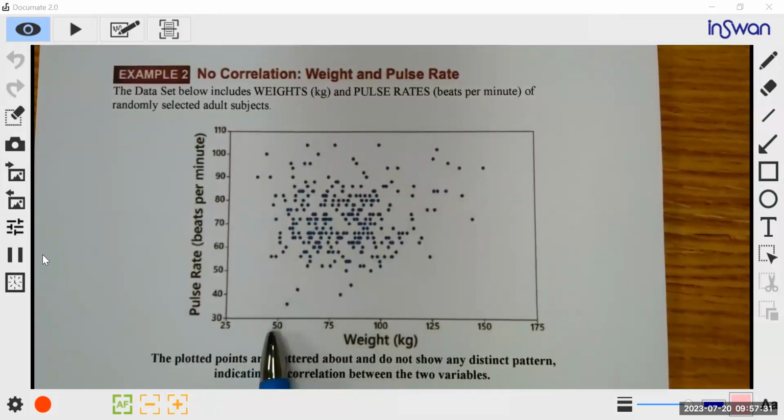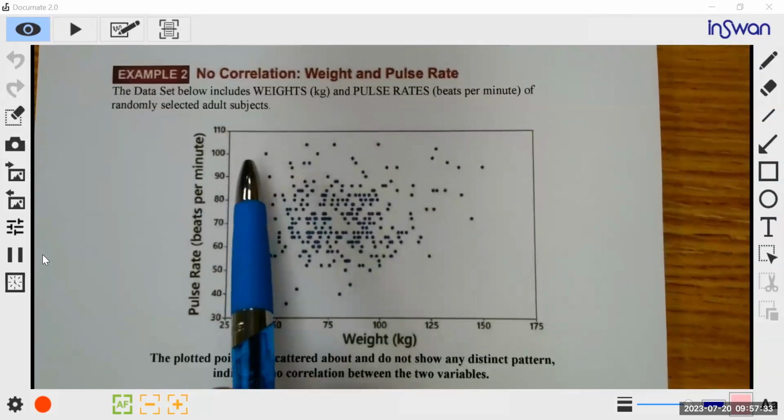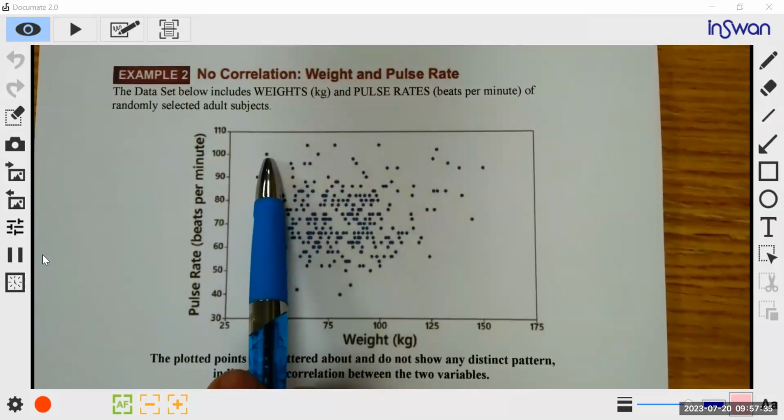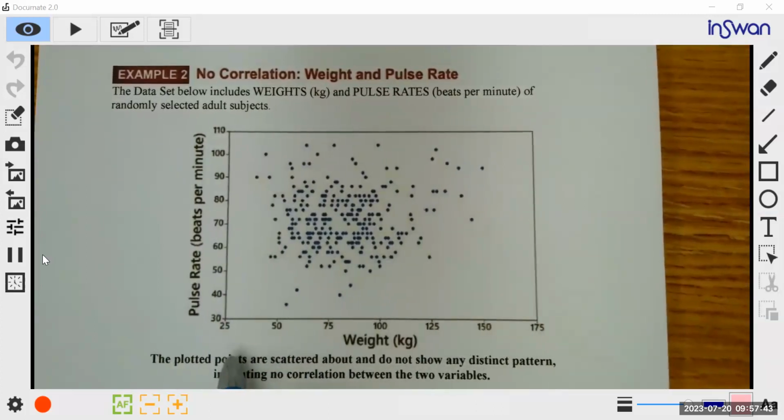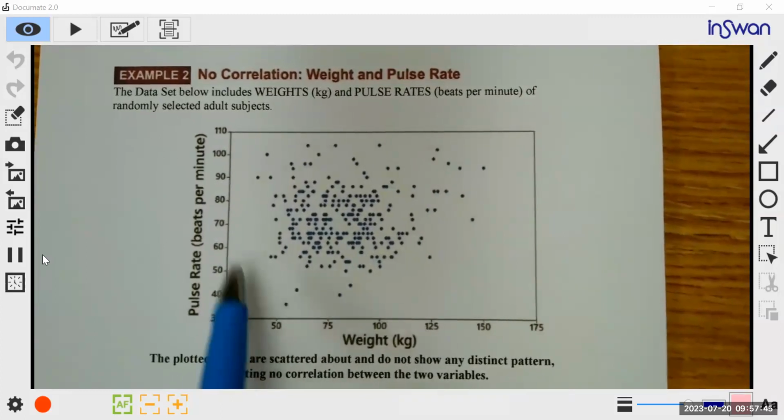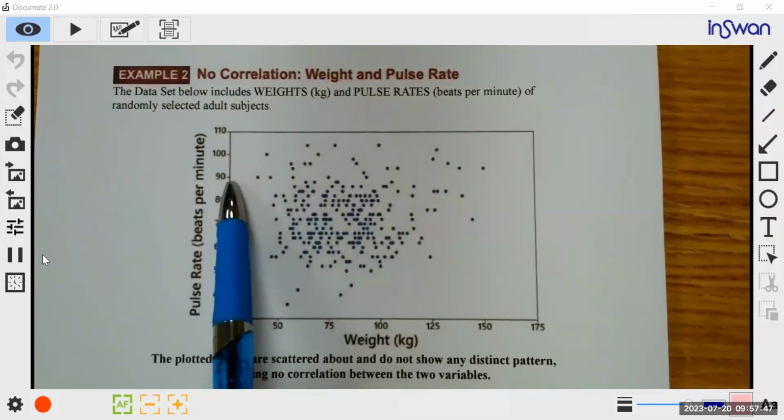But look at this guy. He's only 50 years old and his pulse rate is in the 100s. What does that tell you? This guy here is very unhealthy. When we talk about heart attack, this person's ready for a heart attack or a stroke.